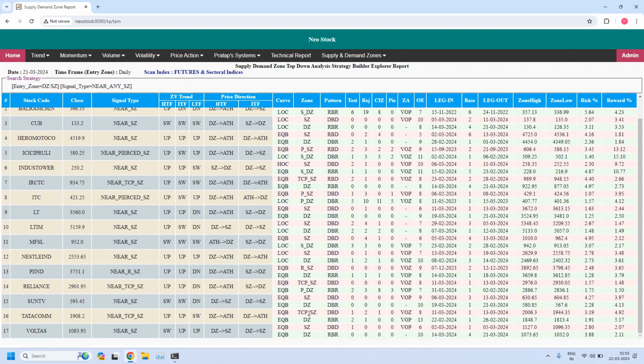We have Tata Communications. Tata Communications has already been tested, with 1 and 2 rejections. So you need to look for a fine-tuned, fresh 5-minute zone. So these are the high liquidity supply zones identified from this list. Now let's go back.